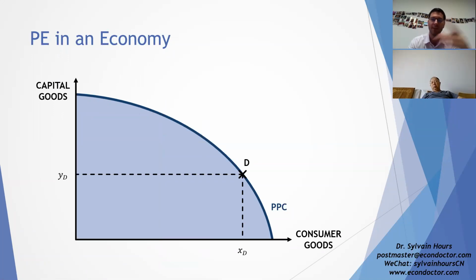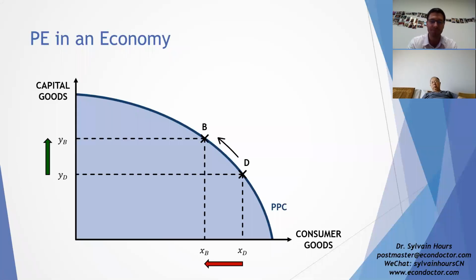And you can do the same thing the other way around. If we start from point D, can we produce more capital goods? Yes, of course, but this will be at the expense of the production of consumer goods. We will need to reduce the output of consumer goods. Okay. That's all your students need to know about productive efficiency in the economy. Definition and how we can use the PPC diagram to illustrate this concept of productive efficiency in the economy.